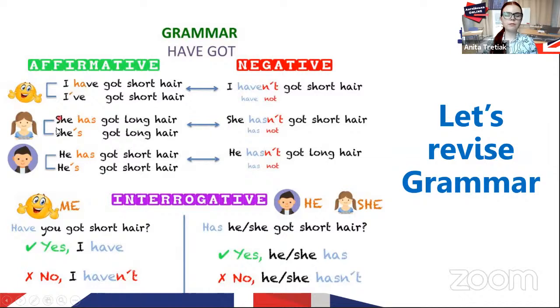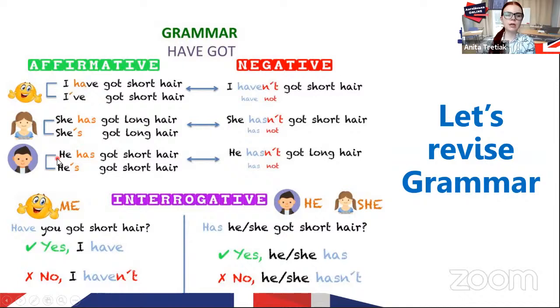Affirmative. We have three examples with I, he, and she. Let's see what we have there. When you have the word I or also you, we, and they, you just simply have got. If you want to talk about you, you use I have got short hair, for example. I have got short hair, or short form, I've got short hair. I have, or I've. That's the same. They are equal.